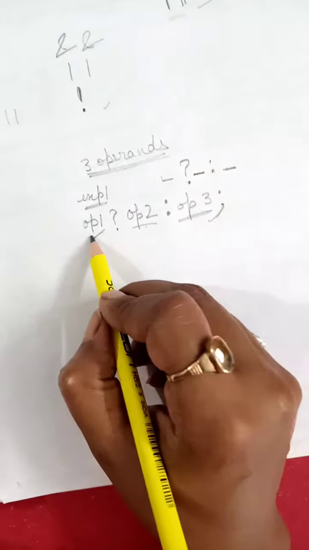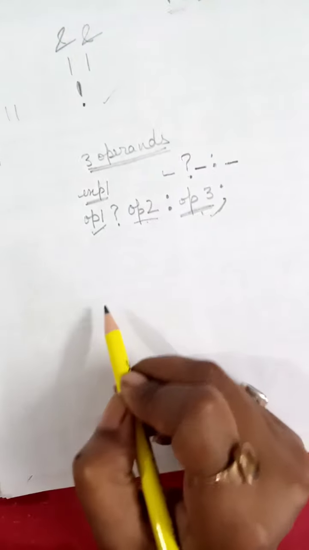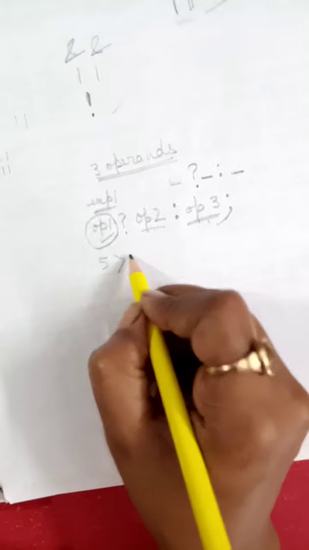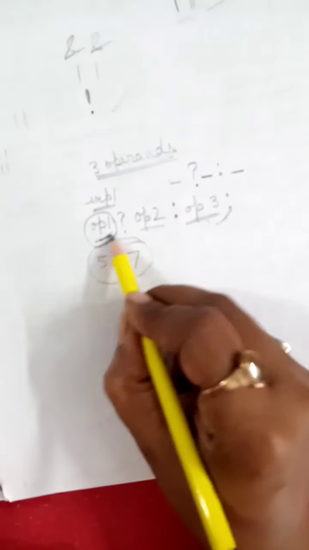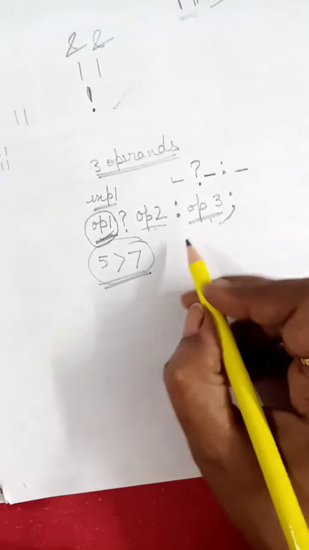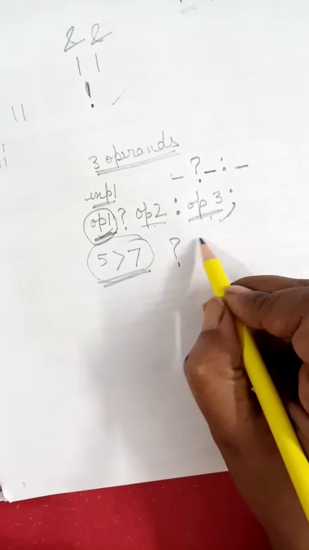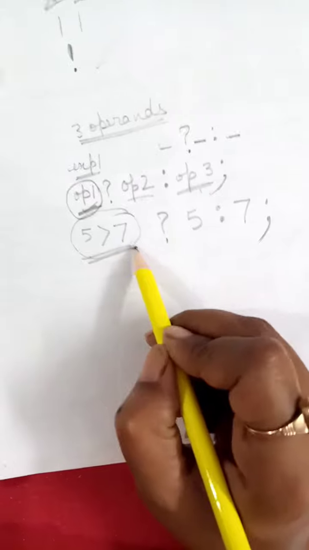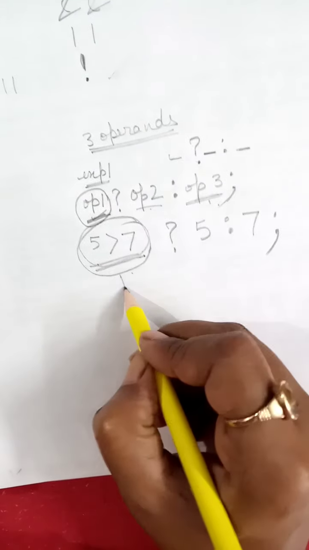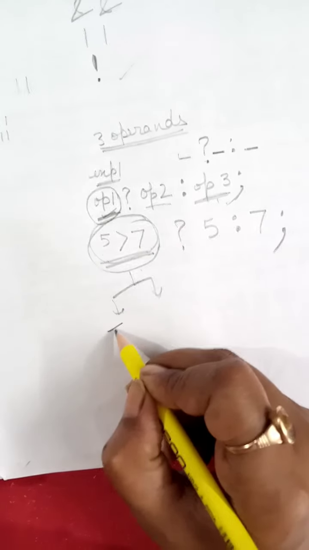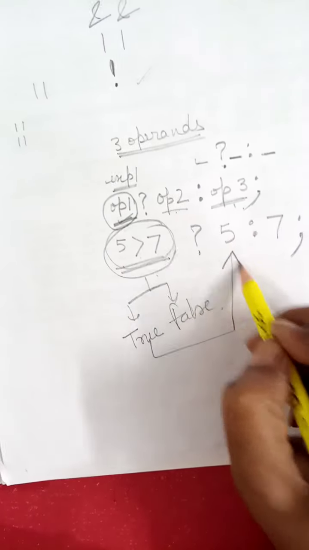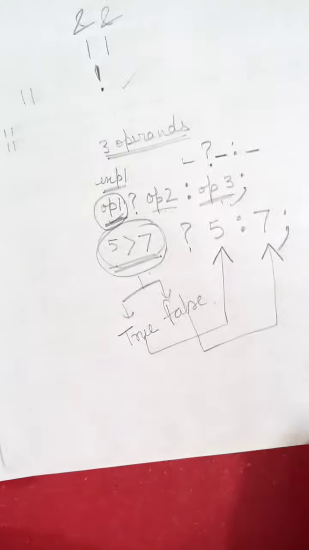These operands can be expressions or conditions. Operand 1 will be a condition. Suppose 5 is greater than 7. I have written a condition instead of operand 1, then a question mark, then the two operands. A condition can be either true or false. If the condition is true, this will happen. If false, then this will be the result.